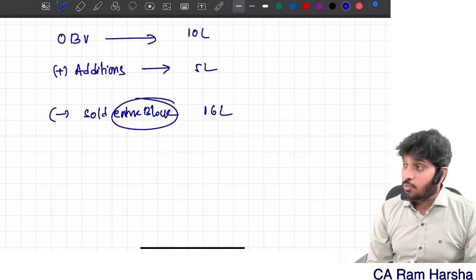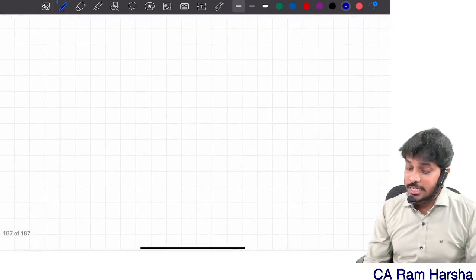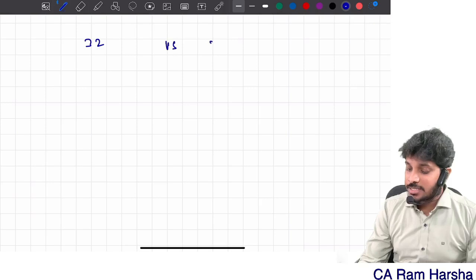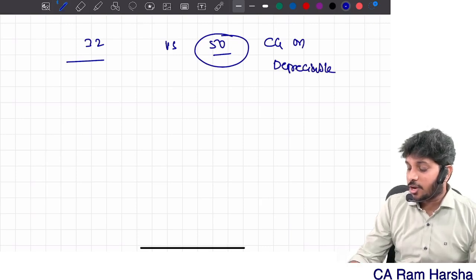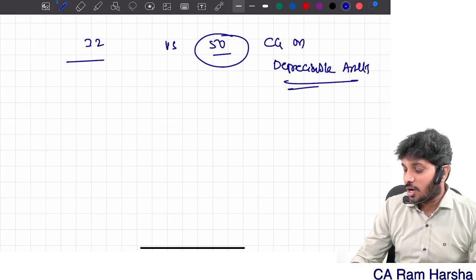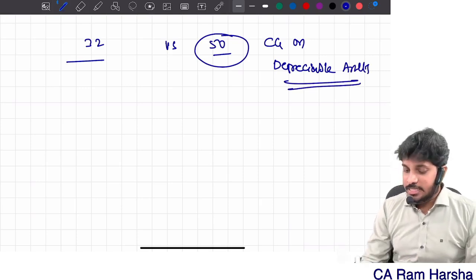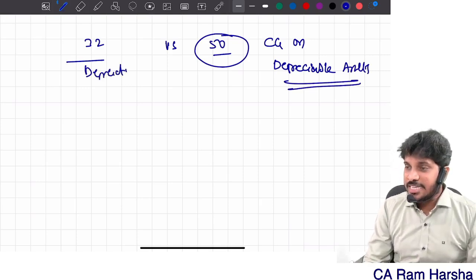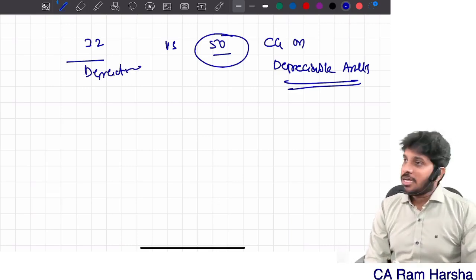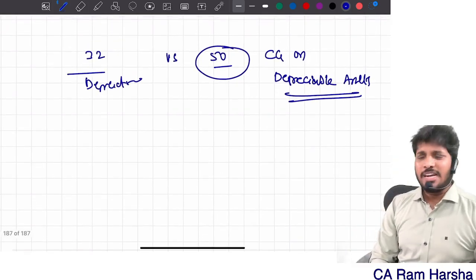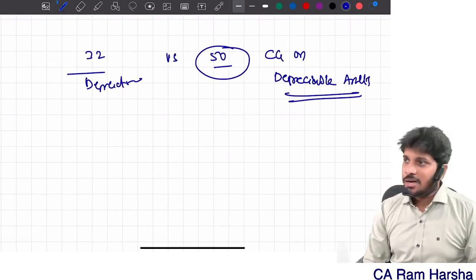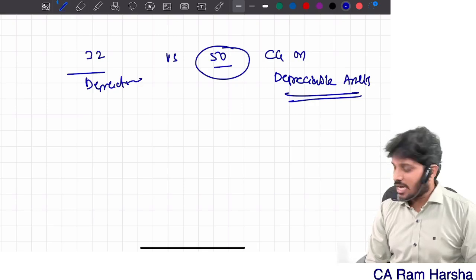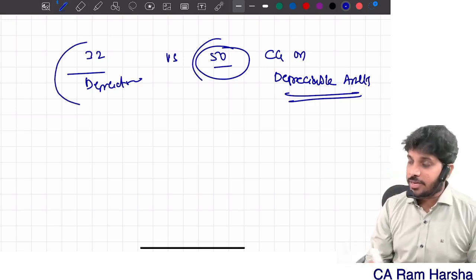Since I don't get depreciation, what should I do? There is a section: 32 versus section 50. Section 50 talks about capital gains on depreciable assets. Section 32 talks about depreciation. By the way, land and goodwill are not eligible for depreciation, correct? Land is not at all eligible, and goodwill is also not eligible. Anyhow, 32 versus 50.